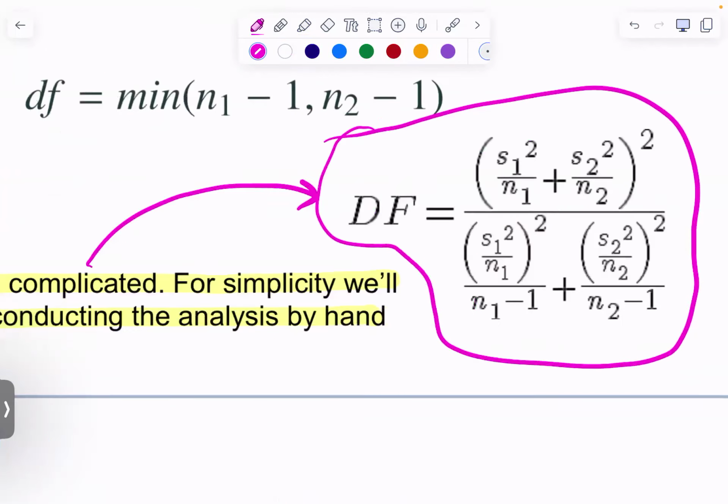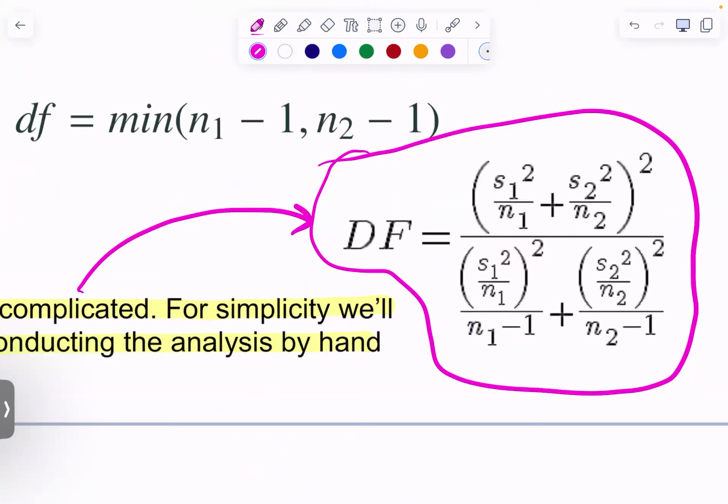This is not something that you're unable to do. It's just way too tedious for what you're getting, right? It's not something that I want you doing. But what is it? Well, it's S1 squared.